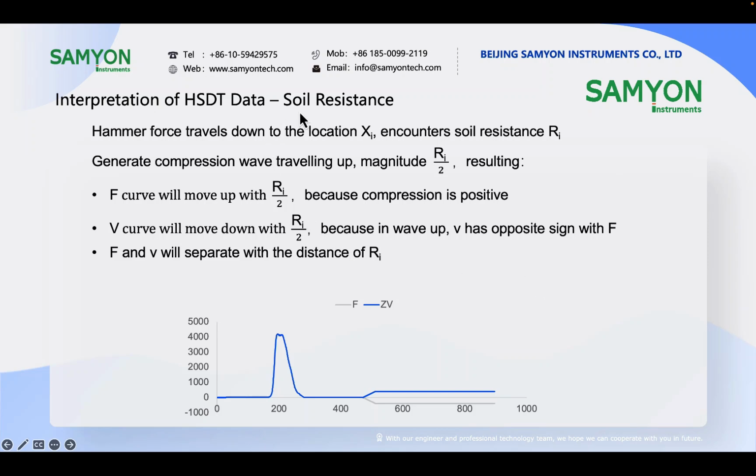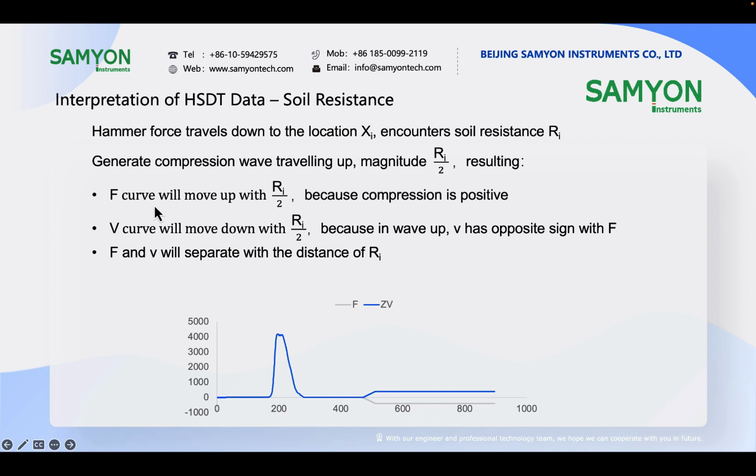And next is the effect of the soil resistance. We know that because of the proportionality relationship, F and V should meet each other. But if they meet a soil resistance, they will separate. And the distance they separate is exactly the soil resistance, Ri. And here is how the soil resistance separates the force and velocity.